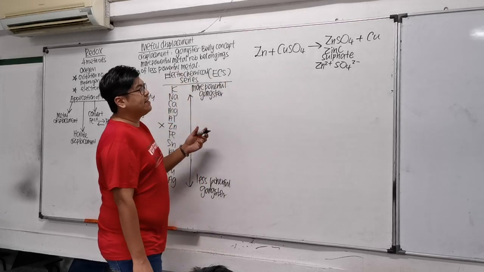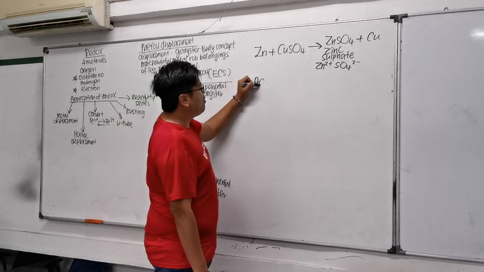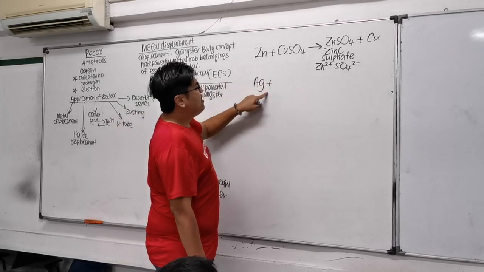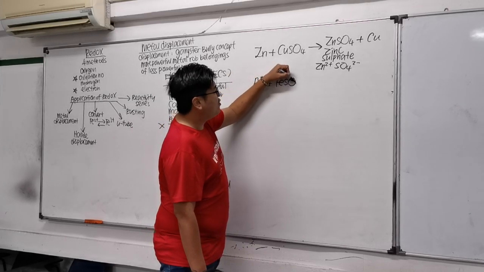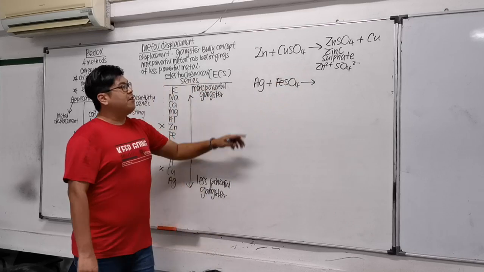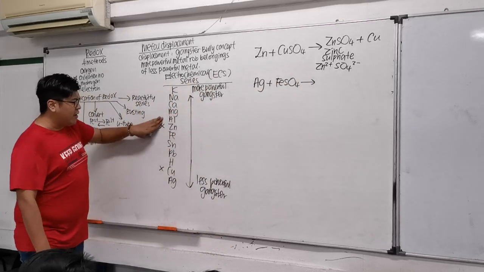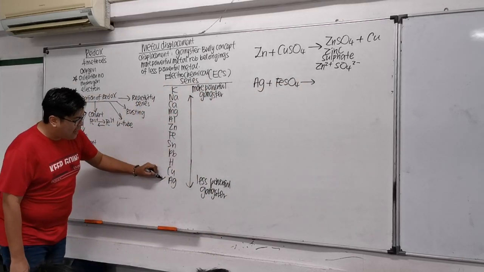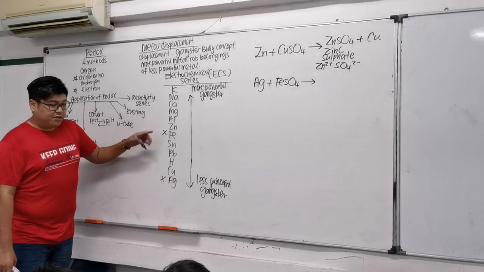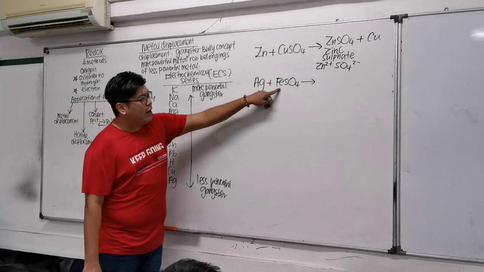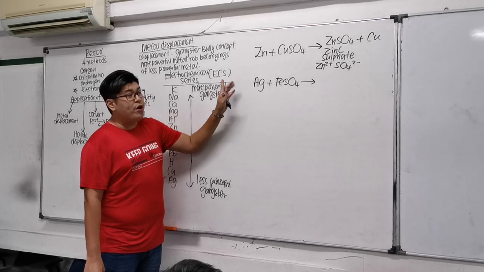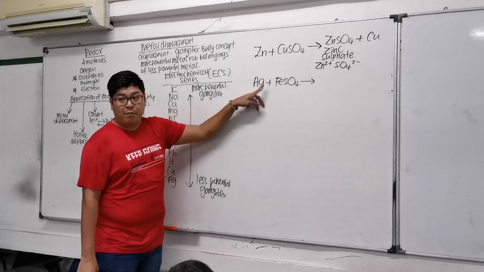What if we have a piece of silver and iron sulfate? Let's try this together. Silver and iron. Silver is here, iron is here. Silver is lower than iron. So when silver is lower than iron, silver couldn't rob the sulfate from the iron.